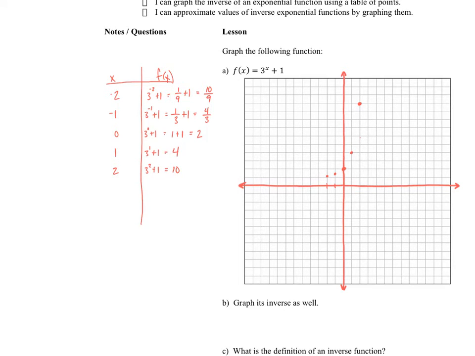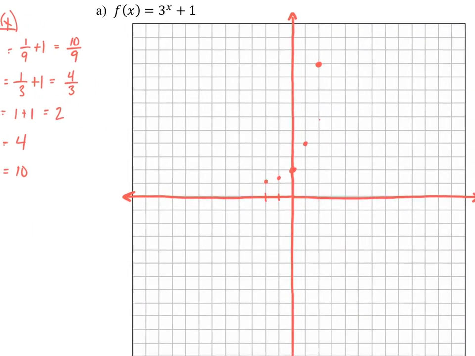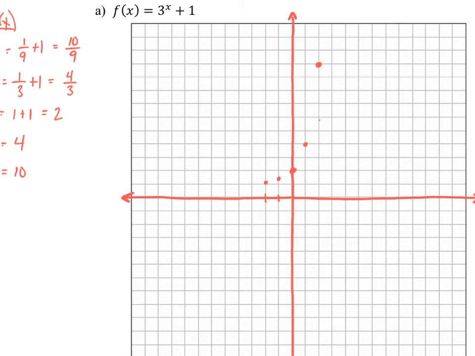And now we have enough points to connect all these and say we've got some sort of function here that we are modeling. One thing that we know about exponential functions is that eventually they have some sort of asymptote. And right here, the asymptote is at y equals 1. We'll never cross that line y equals 1. It's just going to continue to get closer and closer and closer to y equals 1.